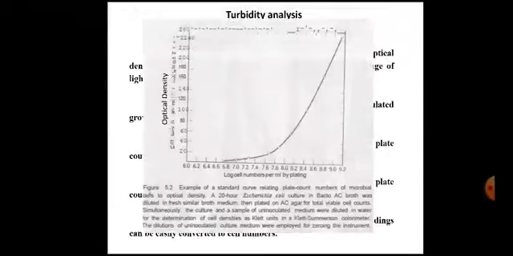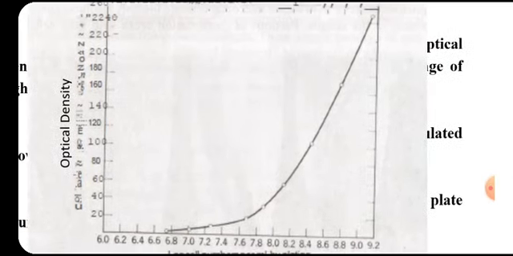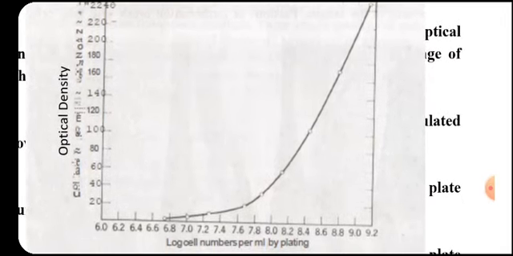Then, this is the standard graph which is prepared as mentioned. On y-axis it is optical density, and on x-axis it is the cell number, log of cell number. So this is how we prepare a graph, and now this will be called the standard graph.